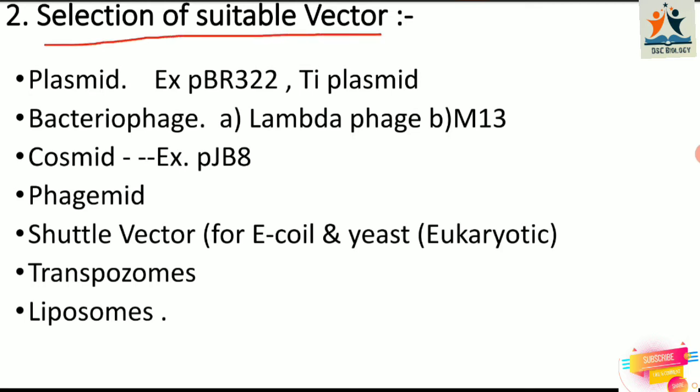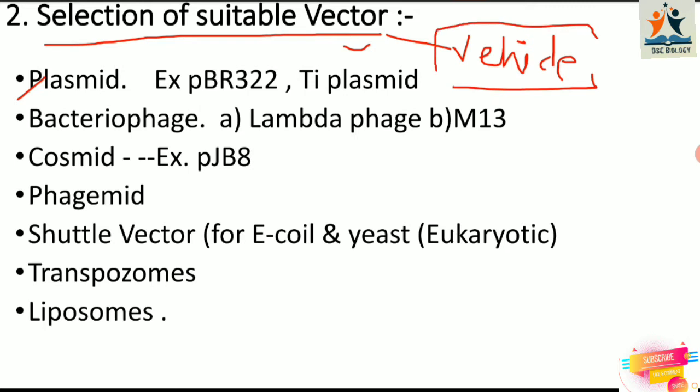Next our step is the selection of a suitable vector. A number of vectors are used for the transfer of our desired gene into the host cell. Now what is a vector? A vector is nothing but a vehicle that is used for the transfer of the desired gene into the host cell. So this acts like a vehicle.